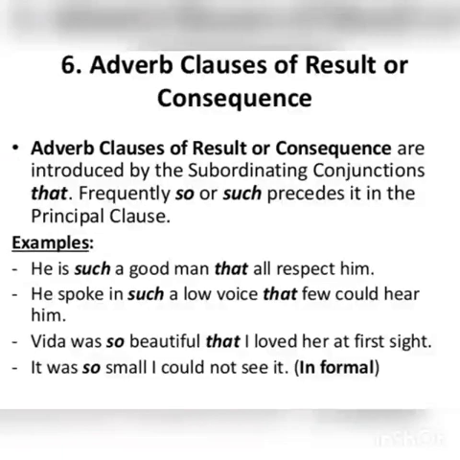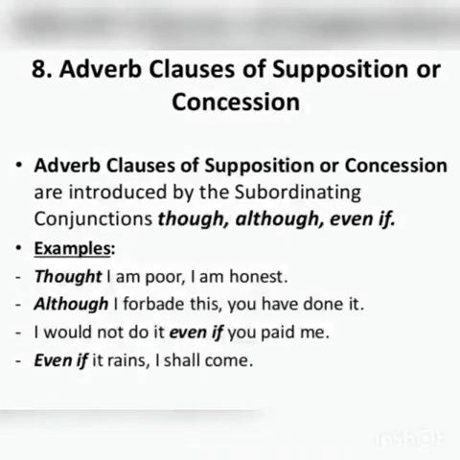So you see the subordinating conjunction here is that. But in the main clause you will see such. So the main clause here is he is such a good man. Subordinate clause is that all respect him. This is an adverb clause of result and the other name for adverb clause of result is adverb clause of consequence. The next is adverb clause of concession.